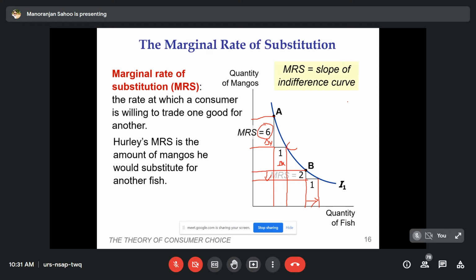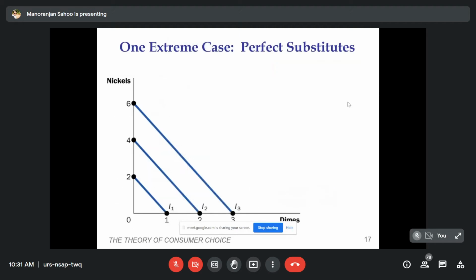Now all these things are explained here. The slope of the indifference curve is called MRS or marginal rate of substitution. Then there are two extreme cases where the slope of the indifference curve will not be diminishing. The first case is perfect substitute goods. If two commodities are perfect substitutes, can anybody answer what are substitute goods?